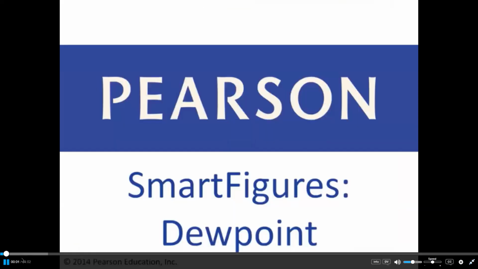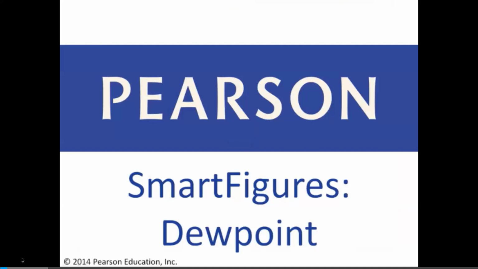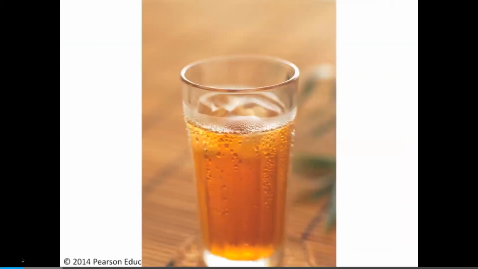Hello, this is Callan Bentley. Welcome back for another smart figure. After watching this video, you should be able to describe what the dew point temperature is and why it results in the formation of dew. A household example of dew can be seen in this image. Here's a nice cold glass of iced tea that has condensation all over the outside.